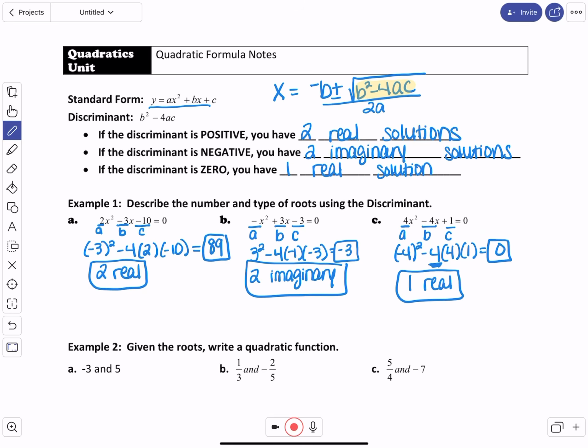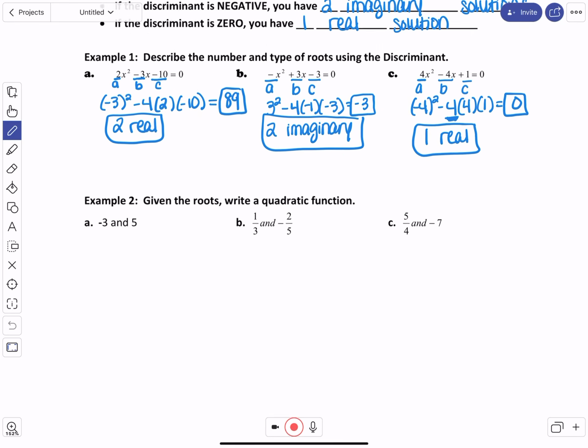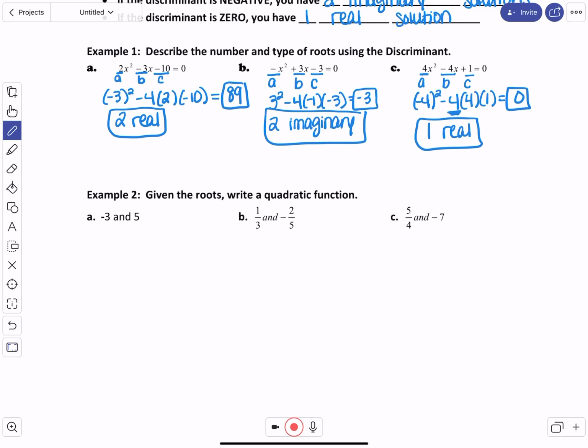Okay, so that's using the discriminant. Now, another type of problem that we will have is you will be given the roots and you will have to write a quadratic function. So this is kind of working backwards from like factoring. So this is kind of like what we just learned how to do, what we just did.